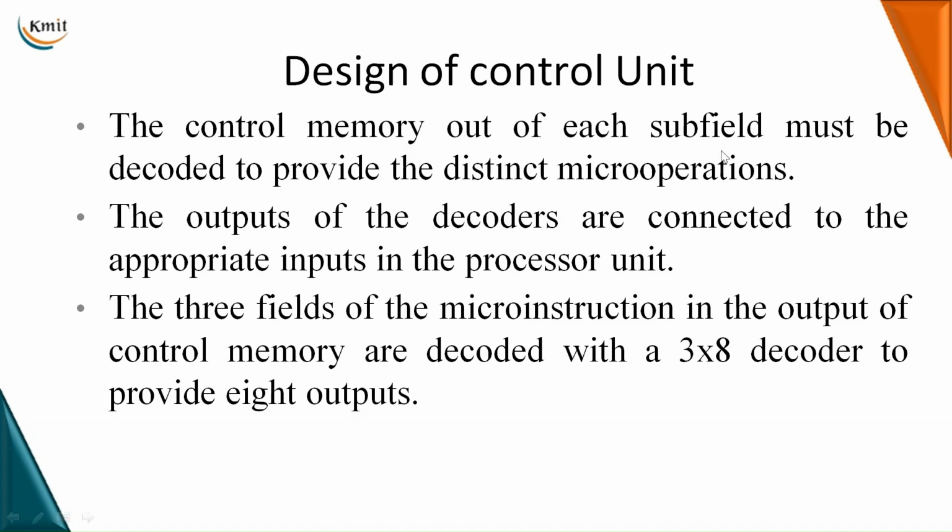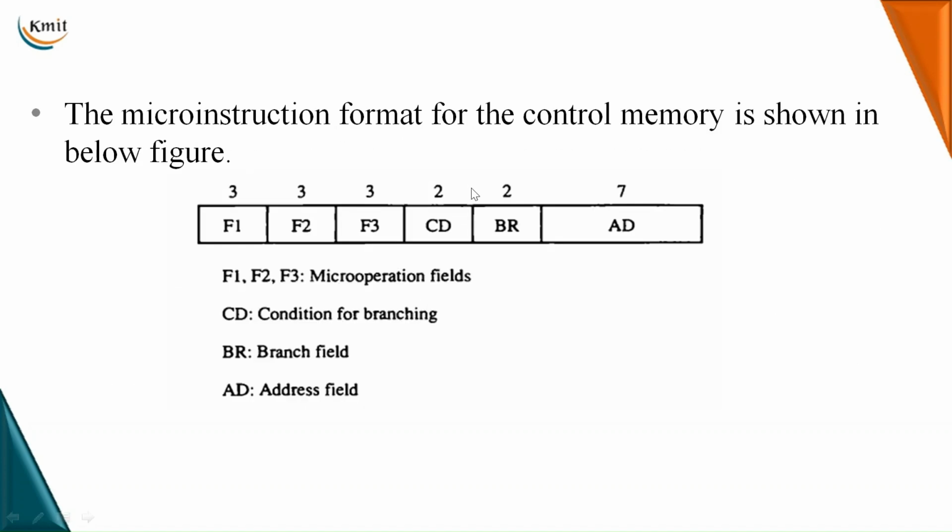If we see the instruction format of a micro instruction, it is of size 20 bits and we have micro operation fields F1, F2, F3, a condition field for branching, a branch field and an address field. So it contains four fields.